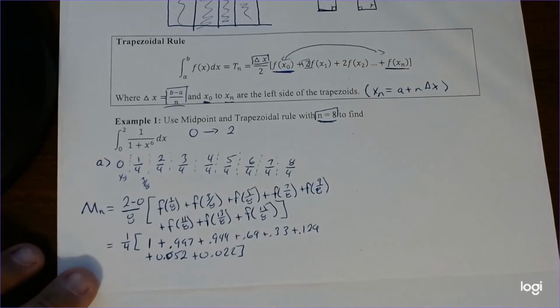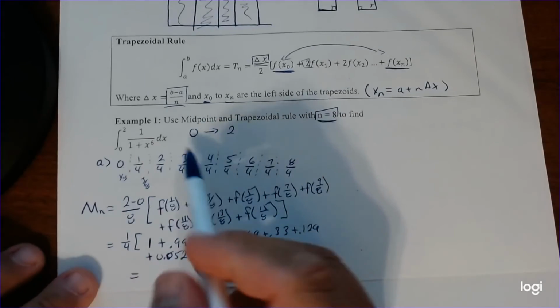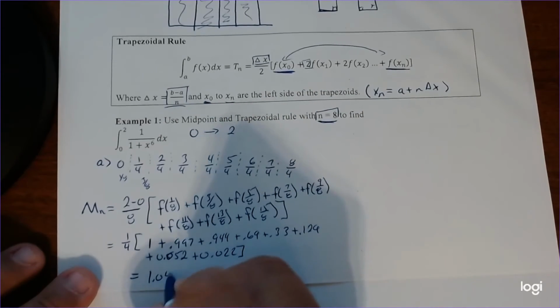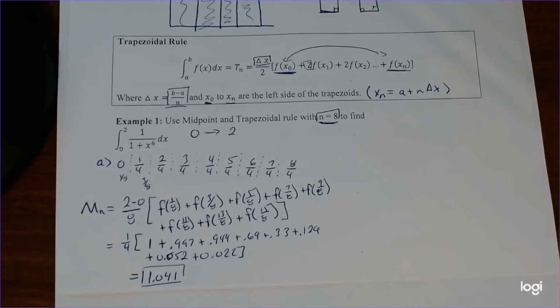Then finally, adding all of this up and dividing by 4, we get our approximate area using the midpoint Riemann sum of about 1.041. And there we go. Again, that's using the midpoint formula.